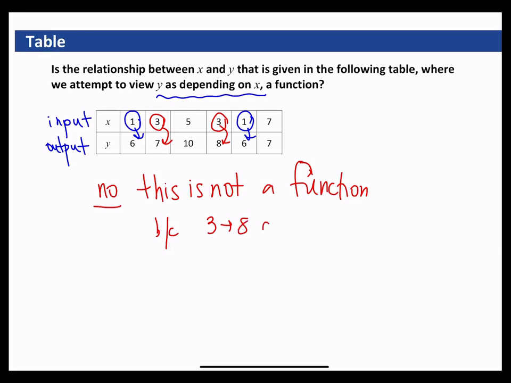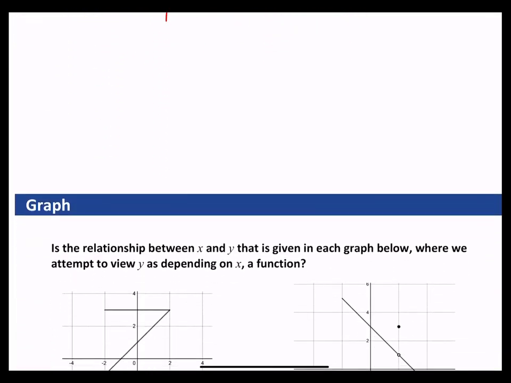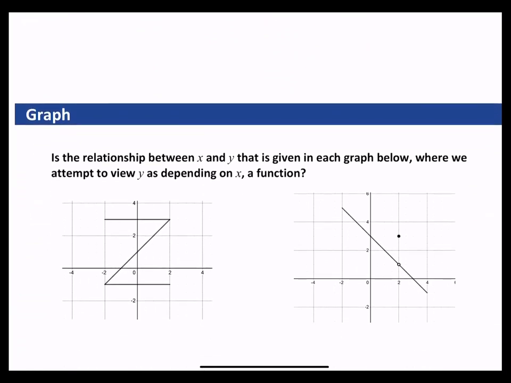All right, then graphs. Another way we can look at functions, or to see if relations are functions. So here, is the relationship between X and Y that's given in each graph below, where we attempt to view Y as depending on X. Okay, so again, this is X and this is Y. These are our outputs. Oopsie. And these are our inputs.